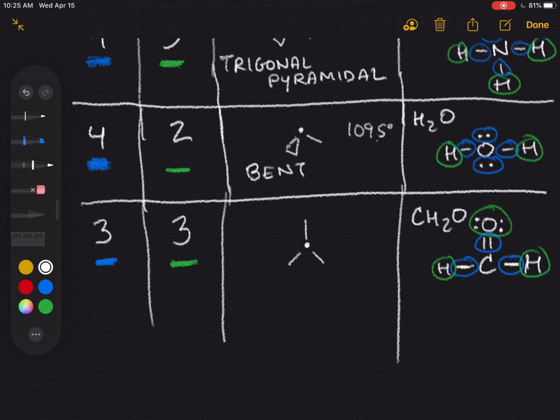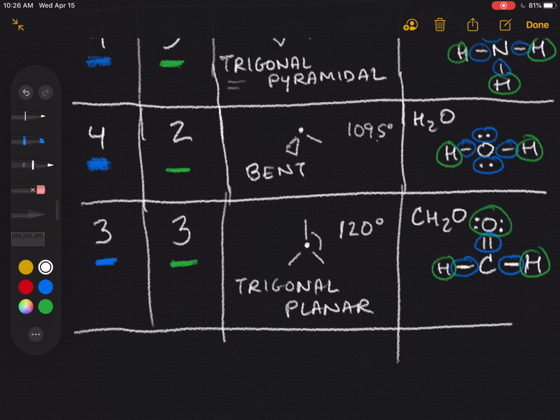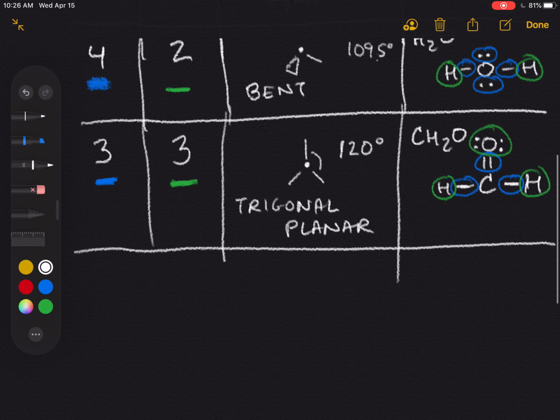The bond angle is going to be 120 degrees between the bonds of these atoms. The name of this shape is trigonal. Again, we saw that trigonal up here. This is trigonal, but it's not a pyramid this time. It's flat, and so the word we use is planar. So trigonal planar. Three electron regions, three atoms bonded, trigonal planar.